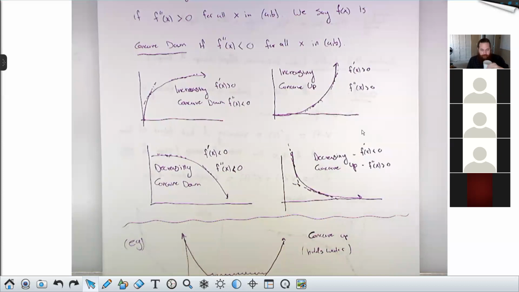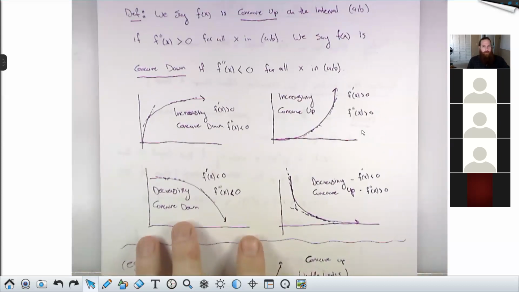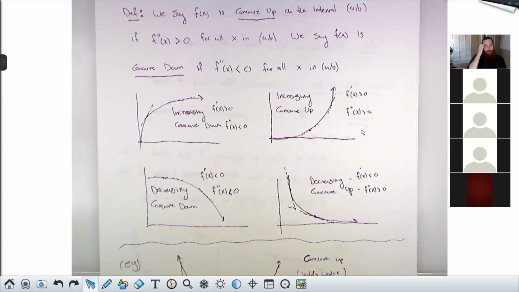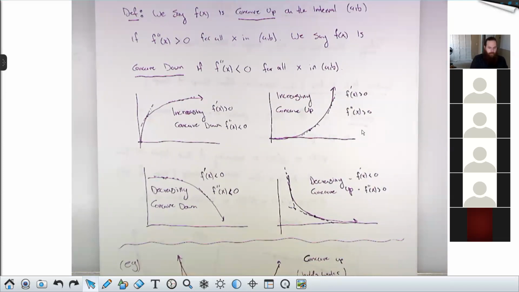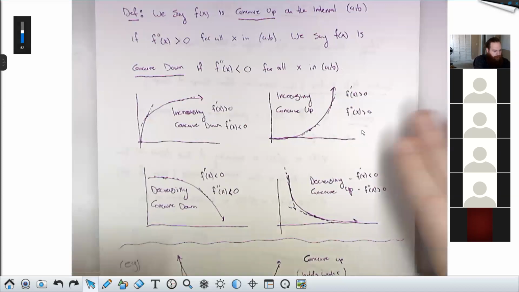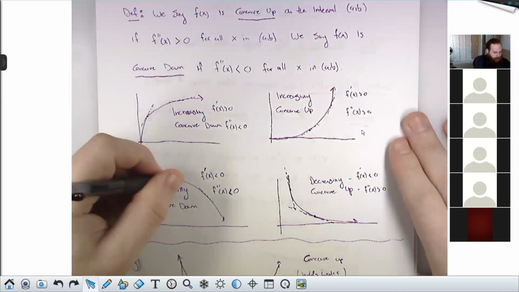All right, thank you. Any other questions on the definition of concave up and concave down? Can you repeat one of the last sentences you said where you said concave up has the slope of tangent lines, blah, blah, blah?